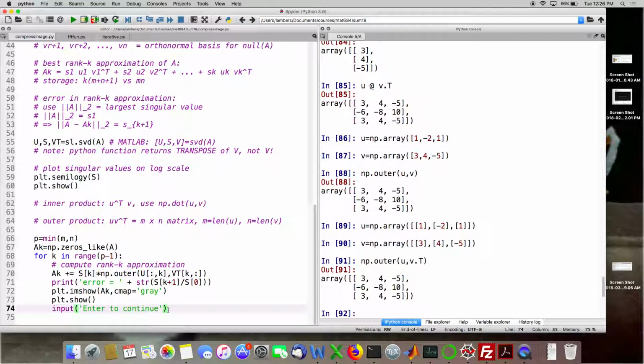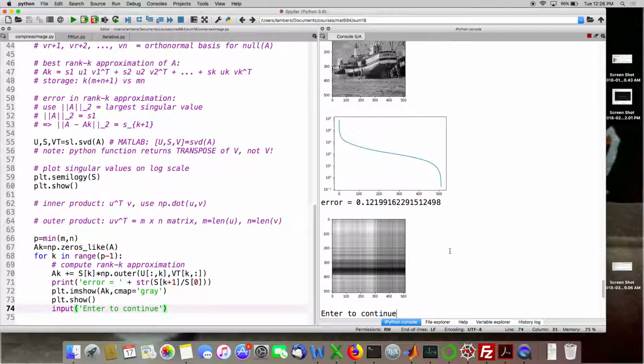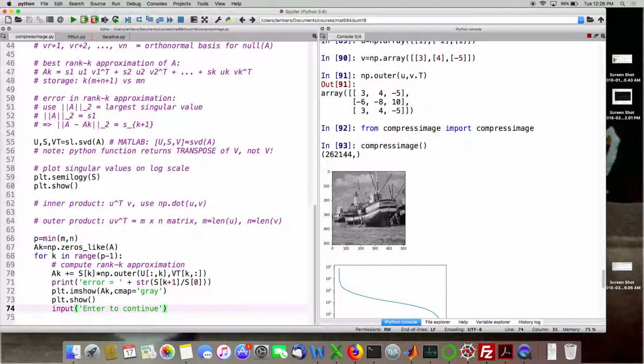I don't recall if I had imported in this particular console session. Okay, so this is the total number of pixels, 262,144. This is 512 by 512.